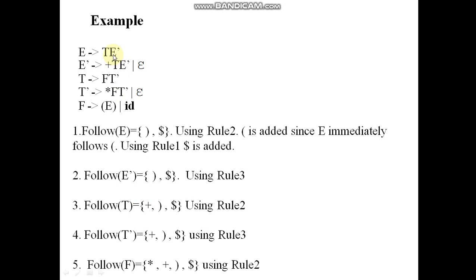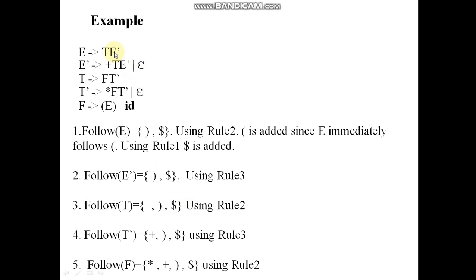Okay, you understood? Why is plus added? Plus is added only because first of E dash is plus except epsilon, therefore first of E dash is added into the follow of T. Immediately after T there is the non-terminal E dash, therefore we have to find out first of E dash, that is added into the follow of T.